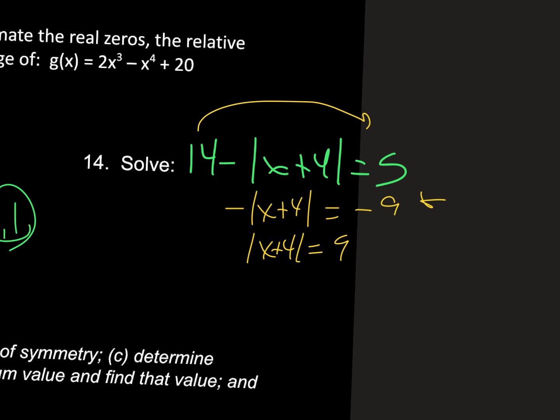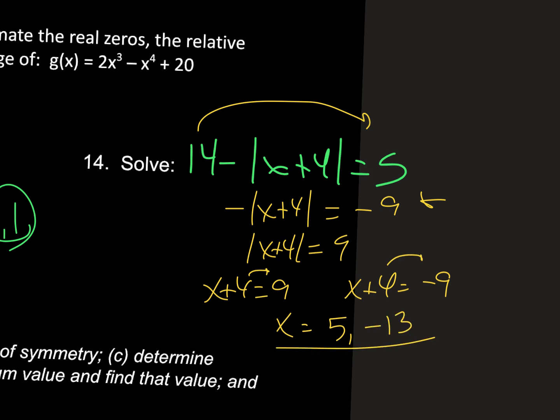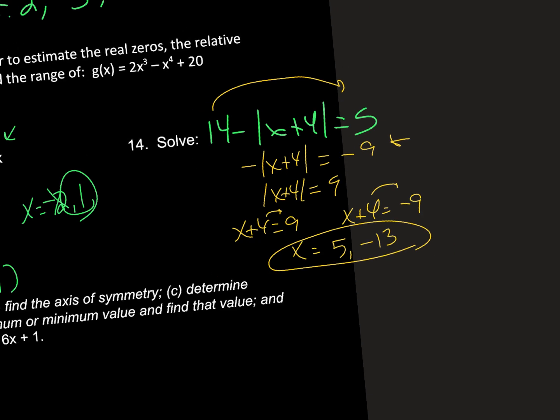Okay, so that means x plus 4 has to equal 9, or x plus 4 has to equal -9. All right, so just move the 4 over. If I move it over on this side, I get 5. If I move it over on that side, I get -13. Guys, that's it. There's your 2 solutions.